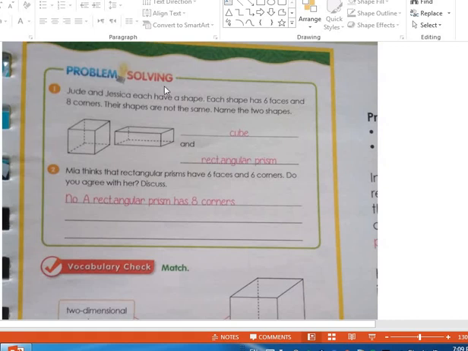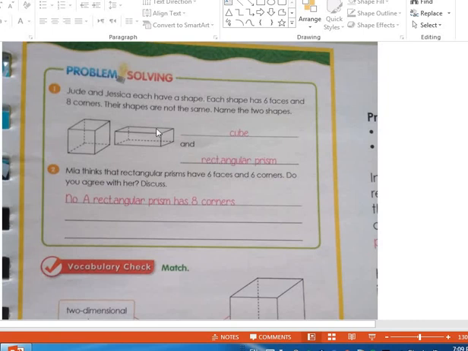Moving to the problem solving. Jude and Jessica each have a shape. Each shape has 6 faces and 8 corners, both of them. Okay? Their shapes are not the same. Oh, name the 2 shapes. What do you think? They have the same number of faces and the same number of corners, but they are different. So, they are a cube and a rectangular prism.